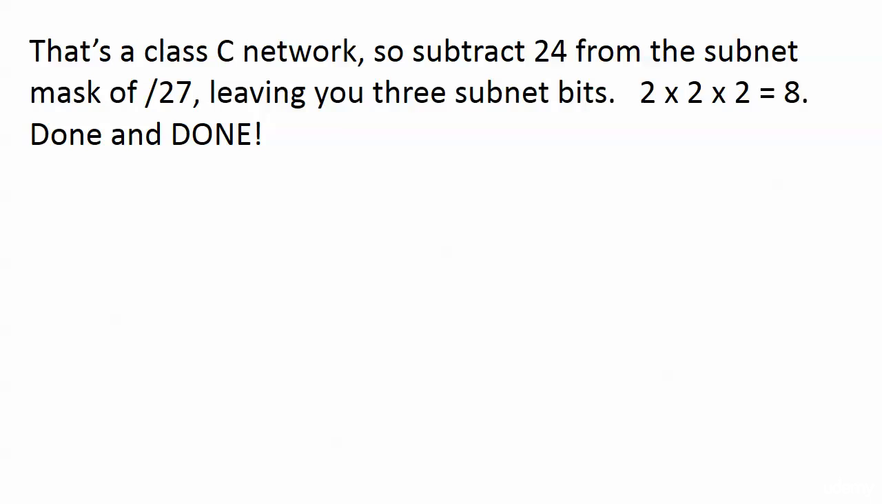What is the network mask for a class C network? It's /24. So 27 minus 24 equals 3. You've got 3 subnet bits. 2 to the 3rd power, 2 times 2 times 2, is 8, and you're done. You could probably look at that one and do it without even writing anything down. If you could, fantastic, nice work. But again, you see where prefix notation really comes in handy here too.